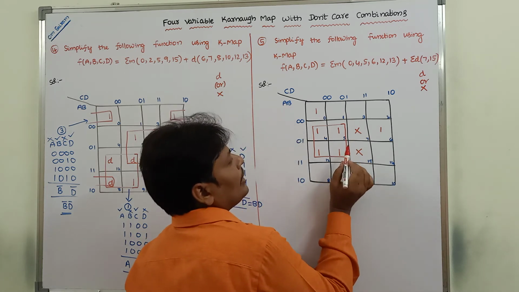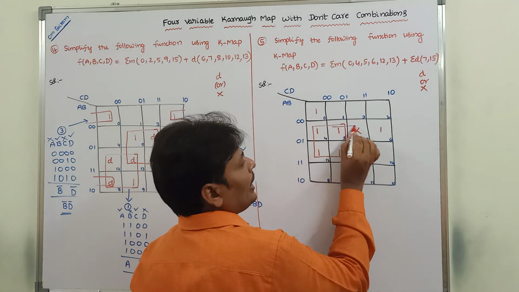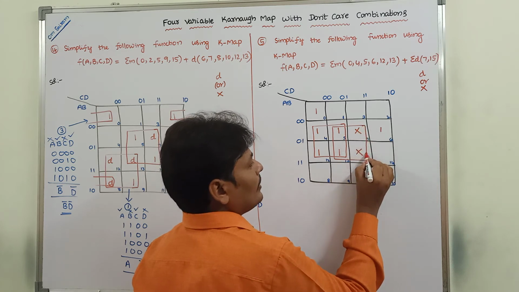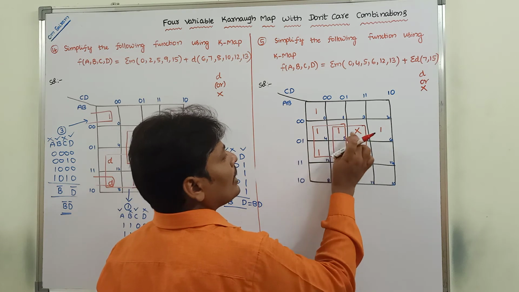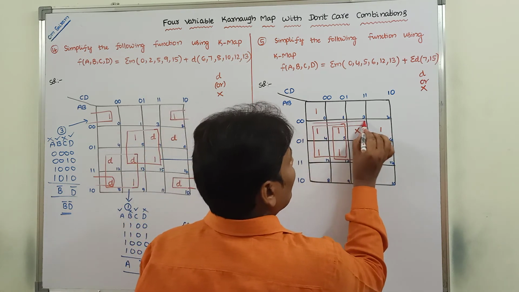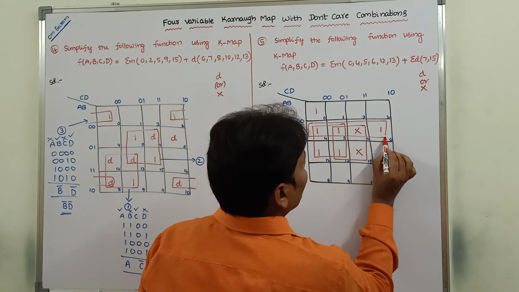Next one here, this one, this don't care, this don't care. They can be formed as another quad. Okay. Now here one, here don't care, here one is there. So these one don't care, one can be formed as a quad.